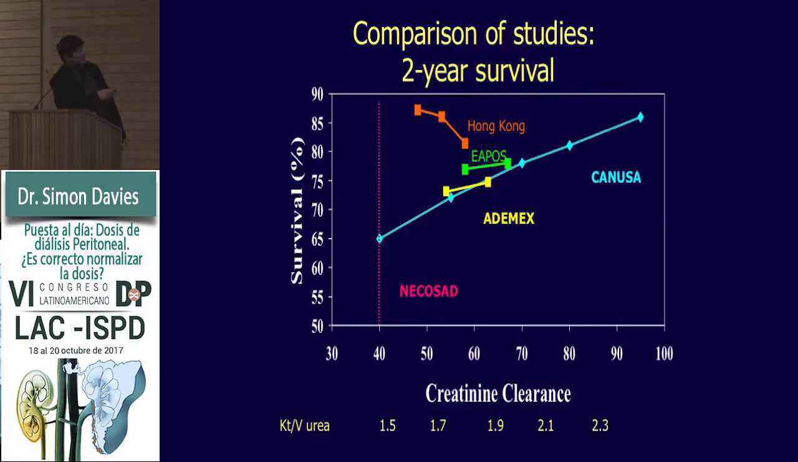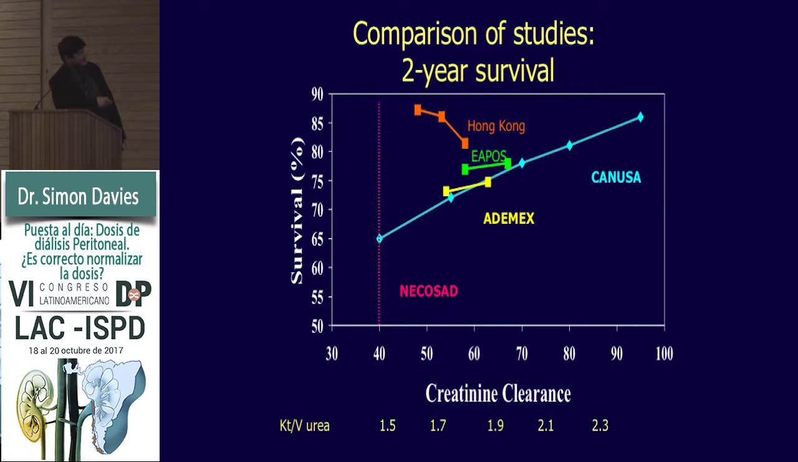Better survival overall, but actually no clear relationship to clearances. There's the ADEMEX study randomizing to 2 different levels of clearance. Again, no significant difference in outcome. Here's the EPOS study. This is a European study in anuric APD patients. Again, really showing no differences associated with survival and clearances.